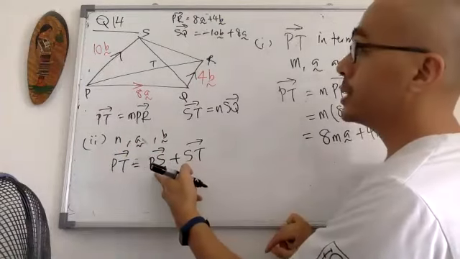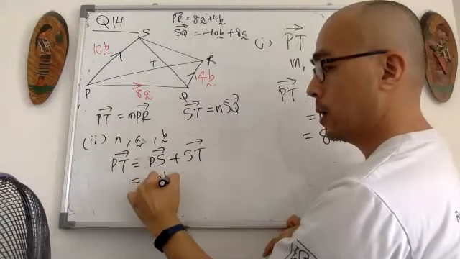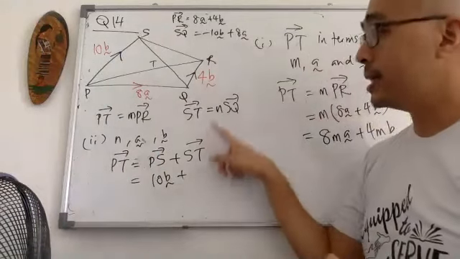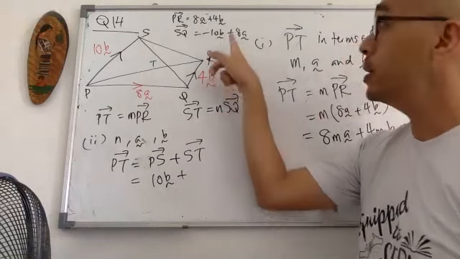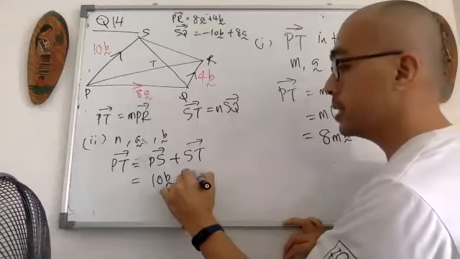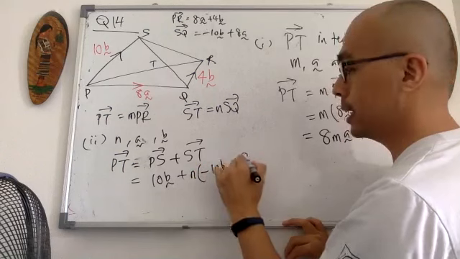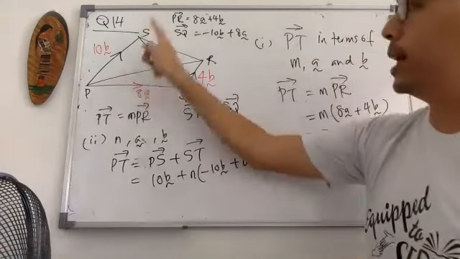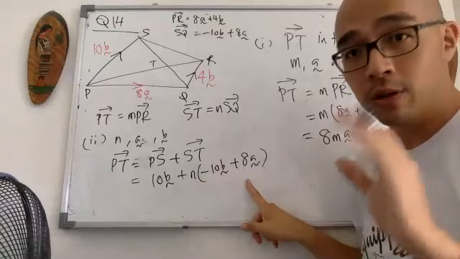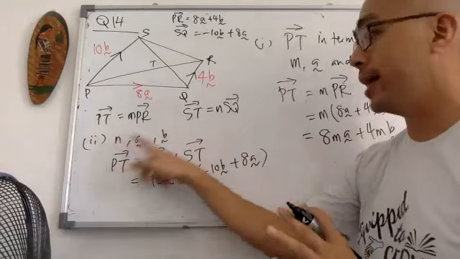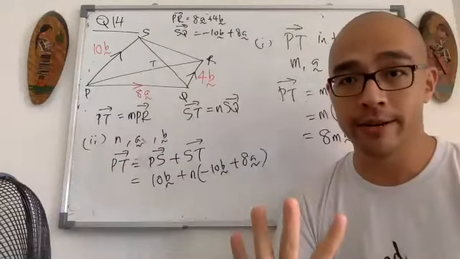Okay, PS is quite easily given lah. PS is 10B, plus ST is given as NSQ. And where have we found SQ? We found SQ at the beginning over here. So this is N, SQ is minus 10B plus 8A. So PS plus ST, which is NSQ. What is N? Don't worry about it. We just express it in terms of N, A, and B. Asalkan ada huruf N, ada huruf A, ada huruf B, you're done.